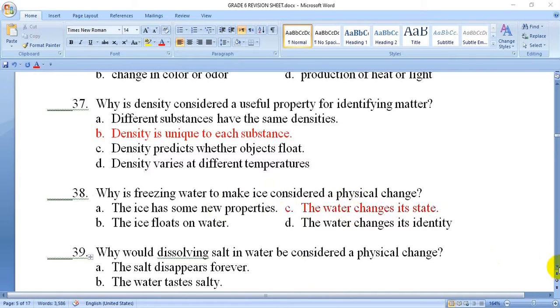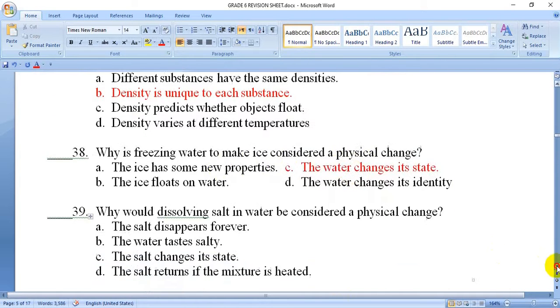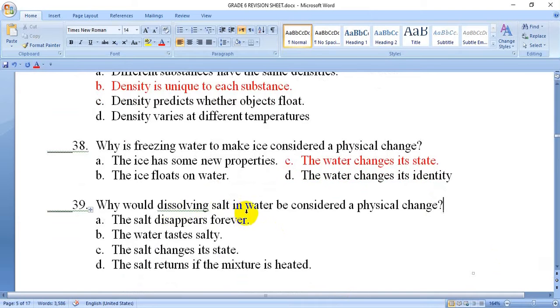And now we will move to 39. Why would dissolving salt in water be considered a physical change? Why is dissolving, which is solubility, a kind of physical change? Because the salt disappears forever? When you put salt in water, it will dissolve, but of course not forever, because you can return it back to salt by boiling the water. Or the water tastes salty, the salt changes its state, or the salt returns if the mixture is heated.